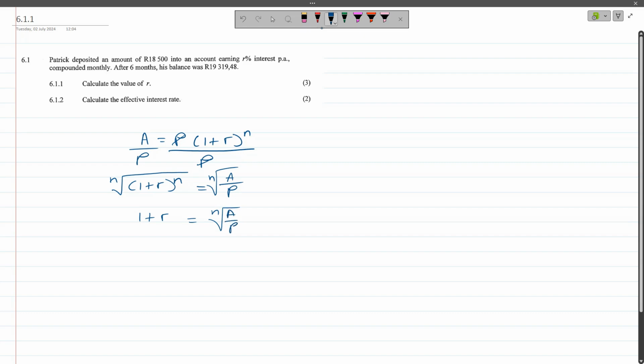So over here, this 1 is being added. We can just subtract that. But let's remember the rules for using R. We know that it's compounded monthly, so we need to divide by 12, like that.